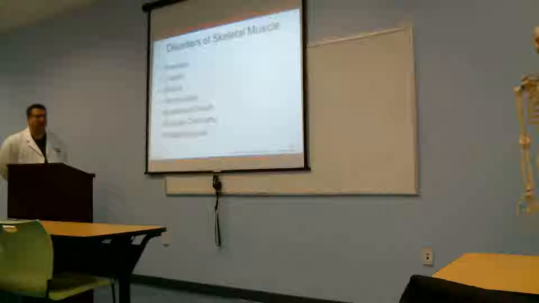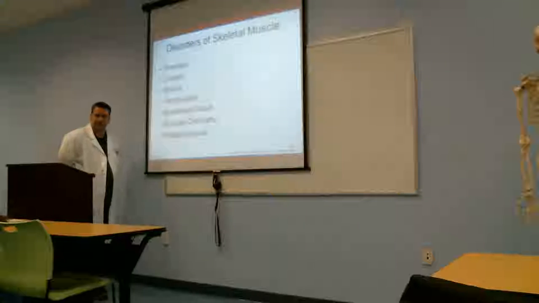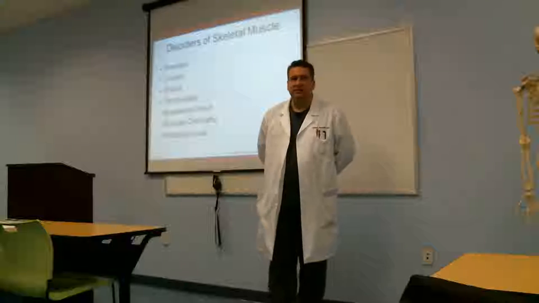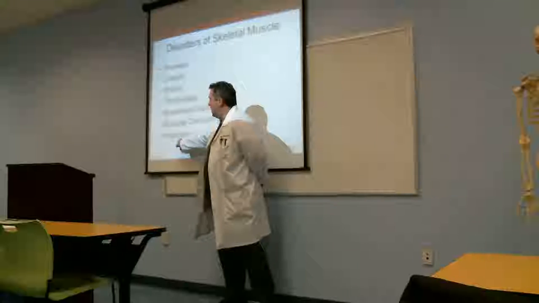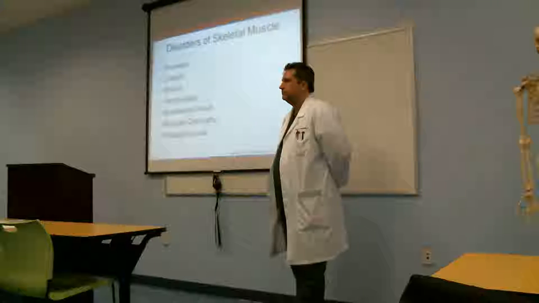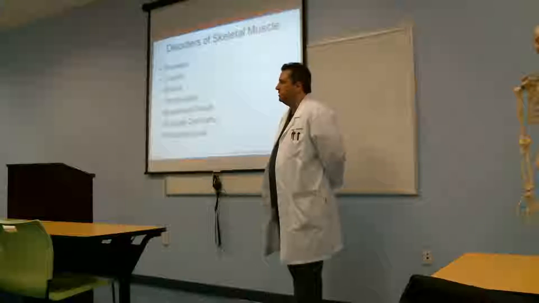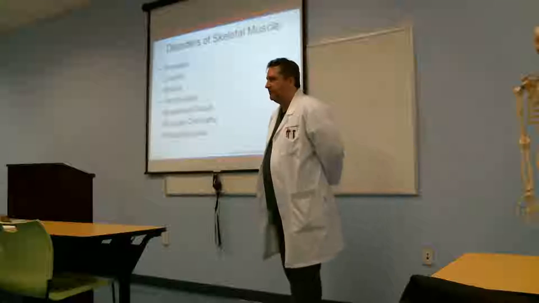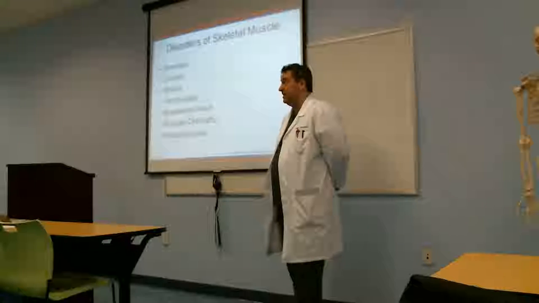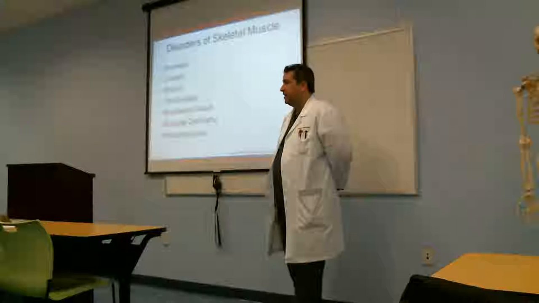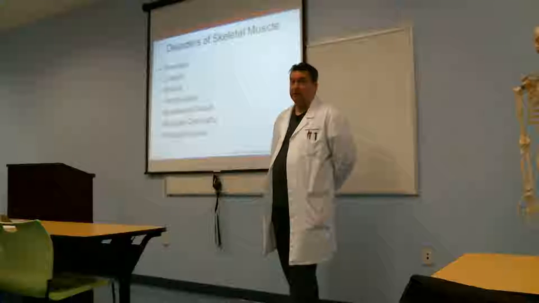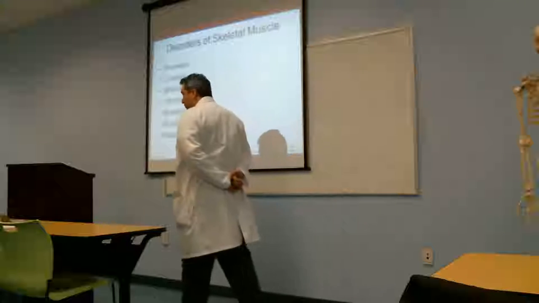Rhabdomyolysis. Lysis means to break apart. We talked about that before with red blood cells, hemolysis, the red blood cells breaking apart. Rhabdomyo is the skeletal muscle, so this is the breakdown of skeletal muscle. One of the really worrisome complications of rhabdomyolysis is the effect it has on the kidneys. As those cells are broken down, the breakdown products affect the kidneys and cause renal failure. That's a big deal, so that's the big concern with rhabdomyolysis.